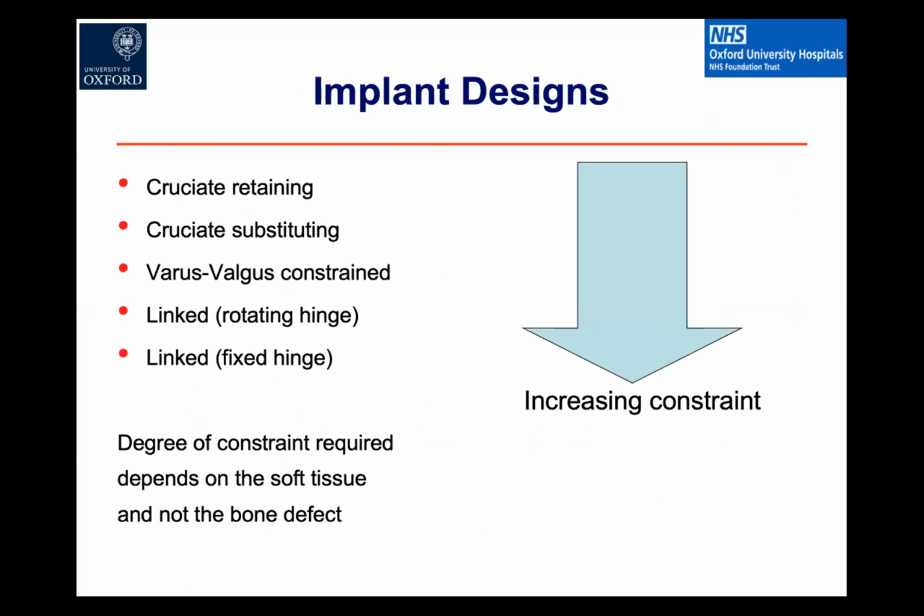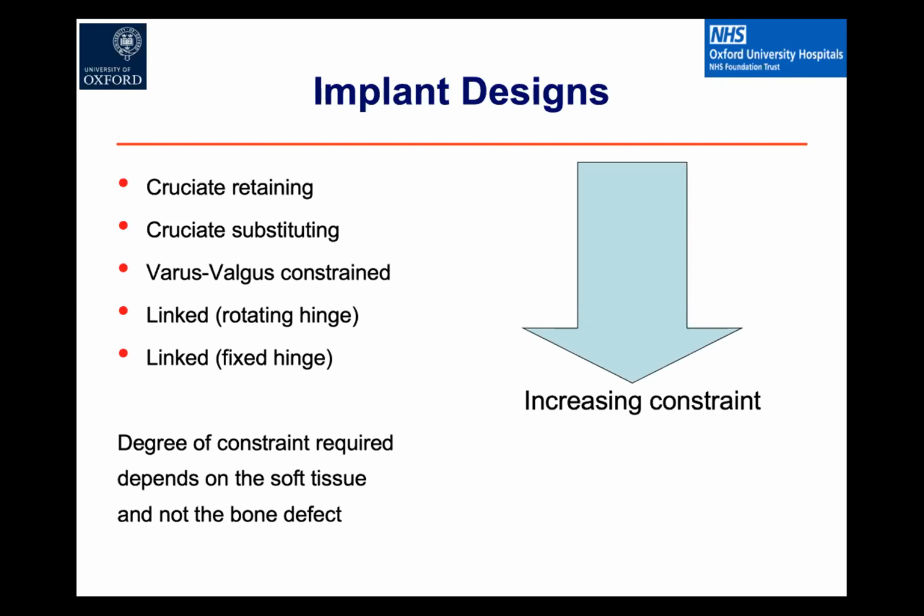Implant designs, just briefly looking at the types of implants available. As you go down this list, you have increasing level of constraint. So you have cruciate retaining implants, cruciate substituting or PS implants, and then you have VVC, which is varus valgus constrained implants, and then rotating hinge and fixed hinge. But you have to remember the degree of constraint depends on the soft tissues, i.e. your collateral ligaments, for example, not how much bony defect you have.